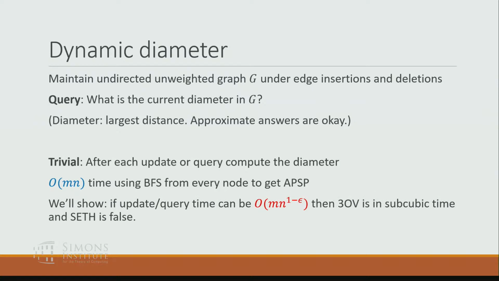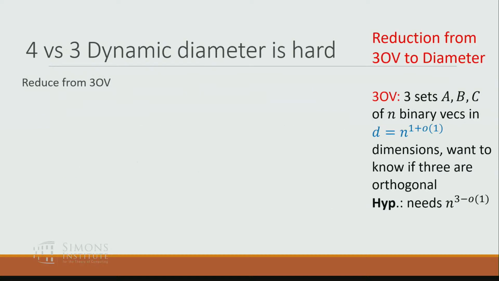And we show that 3OV, which I defined earlier, the 3 version of orthogonal vectors, if you assume it can't be solved faster than cubic time, then you need mn time. So instead of 2OV, now we do 3. All right.